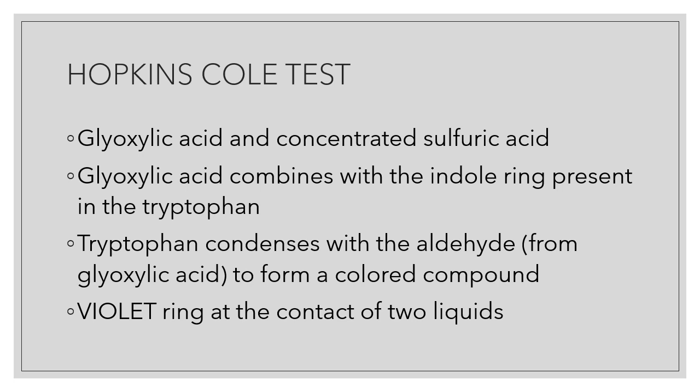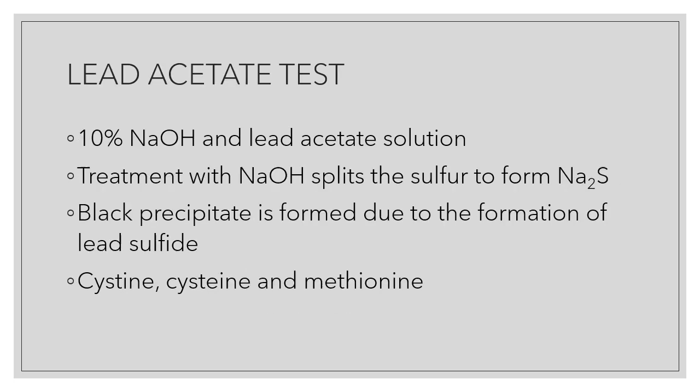A positive test for your Hopkins-Cole is a violet ring at the contact of two liquids. You have here glyoxylic acid and concentrated sulfuric acid, and the positive result is a violet ring. Your tryptophan, which contains an indole ring, will give a positive result for the Hopkins-Cole test. Of course, proteins that contain tryptophan will give a positive test, and other substances that contain an indole ring will also give a positive test.